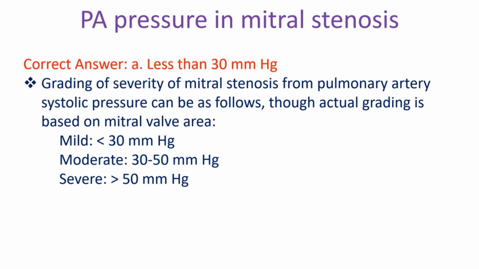Grading of severity of mitral stenosis from pulmonary artery systolic pressure can be as follows, though the actual grading is based on mitral valve area. Mild, less than 30 mm of mercury. Moderate, 30 to 50 mm of mercury. Severe, more than 50 mm of mercury.